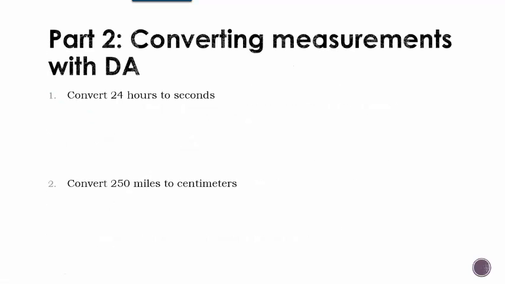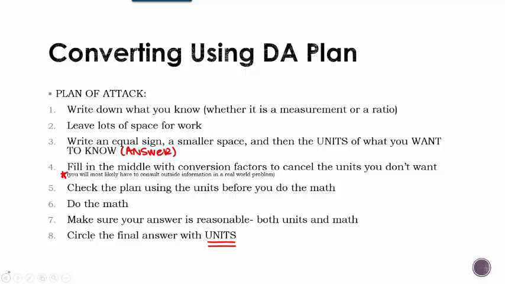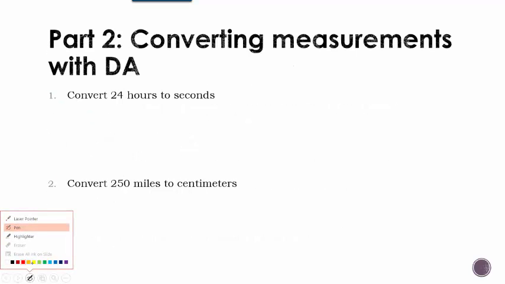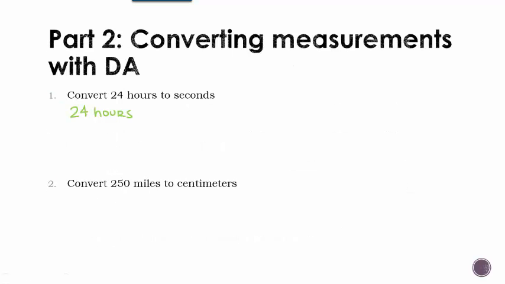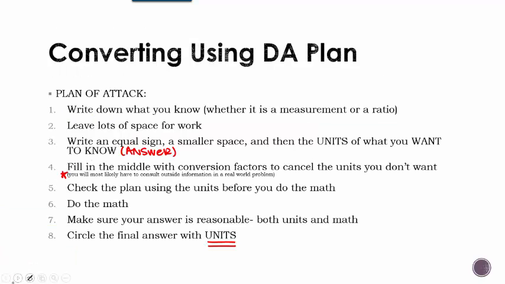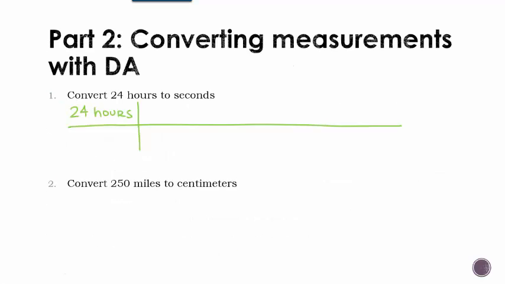So let's convert 24 hours to seconds. The first thing I have to do is write down what I know. So I have 24 hours. Then step 2 says leave lots of space for work, and how we're going to show our work is we're going to turn this into a giant fraction. Next, write an equal sign, a smaller space, and then the units of what you want to know. So somewhere along here we're going to have our equal sign, and let's say it's right here. And the units we want are seconds.